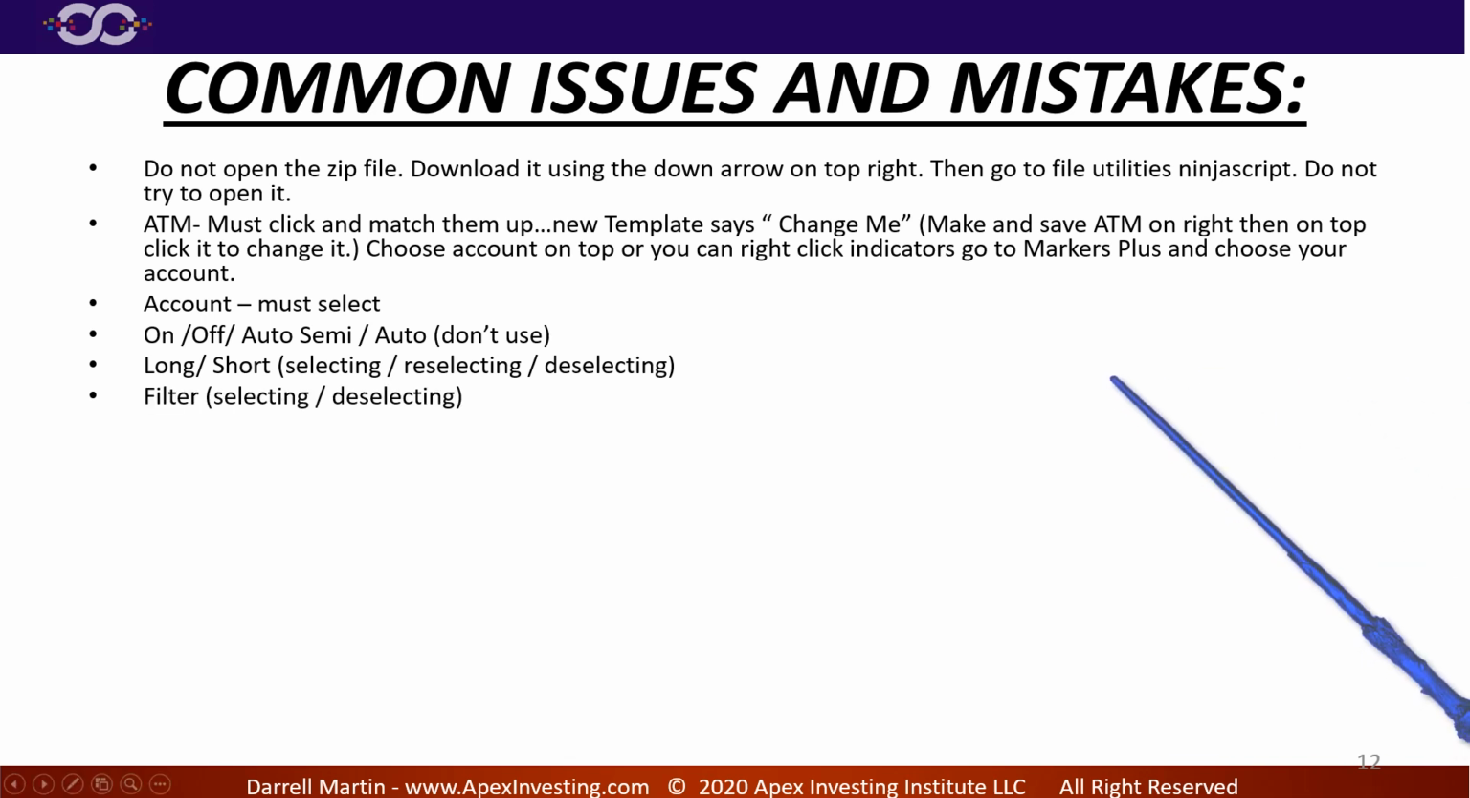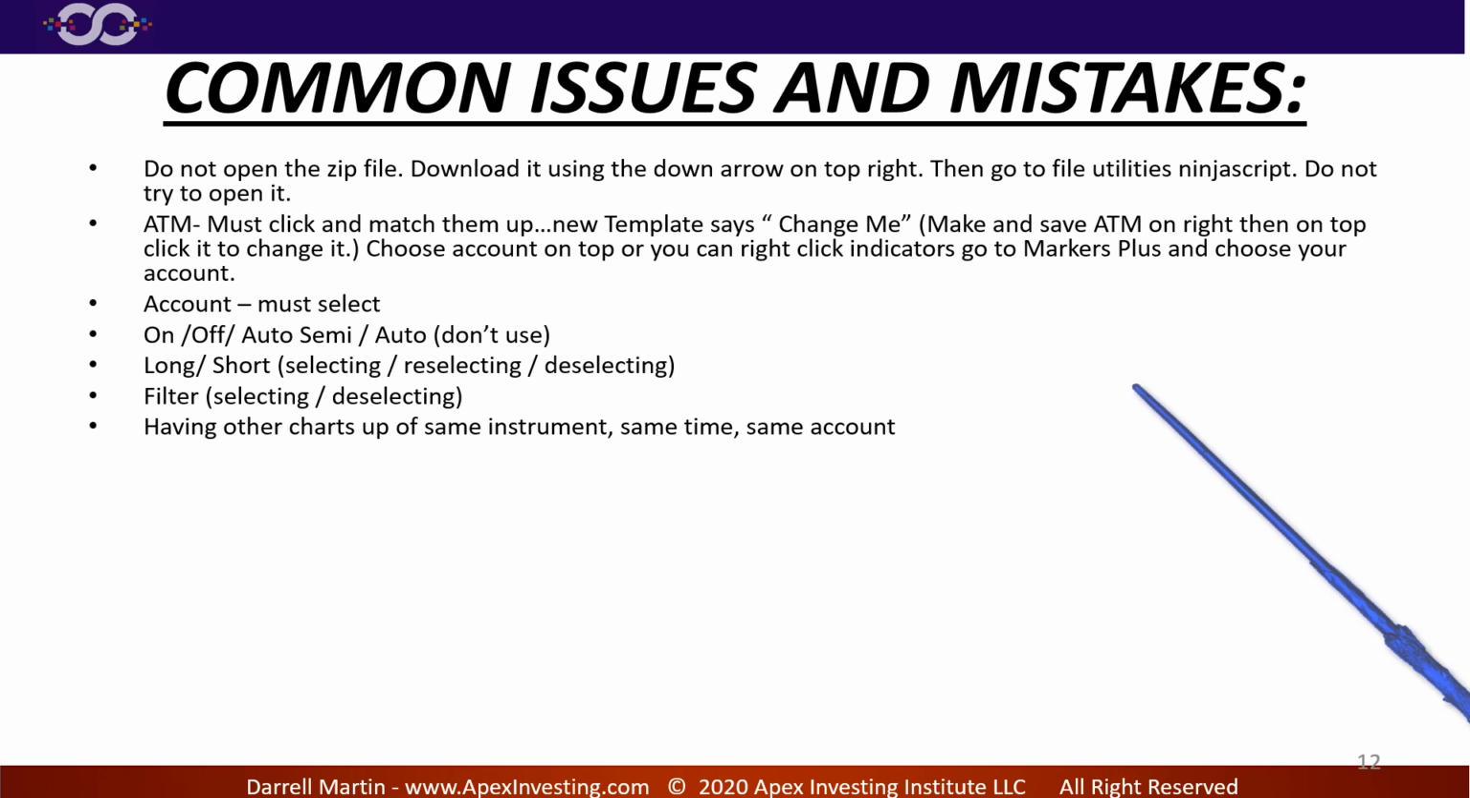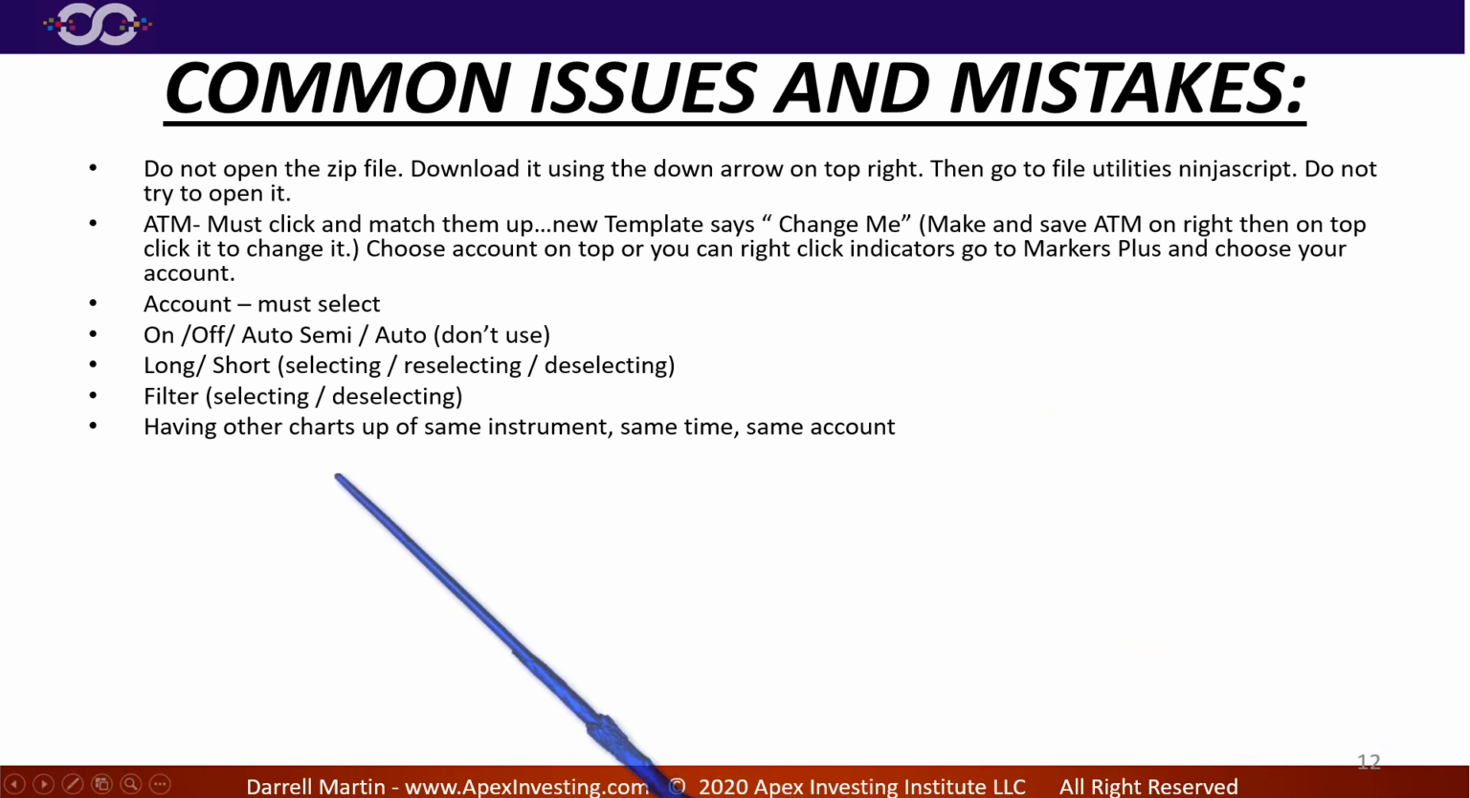Yeah, I'll show you how to resync the indicator settings here in a second. Filter, select or deselect it. If you want to take a divergence trade, you're going to deselect the filter, right? So then reselect it if you're wanting to take a trend trade. If you have other charts up of the same instrument, same time, same account, just make sure you're not running markers replay with the exact same template on them.